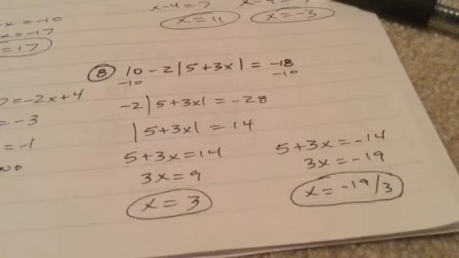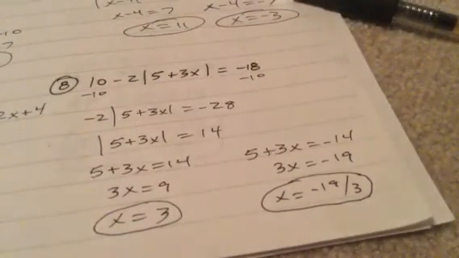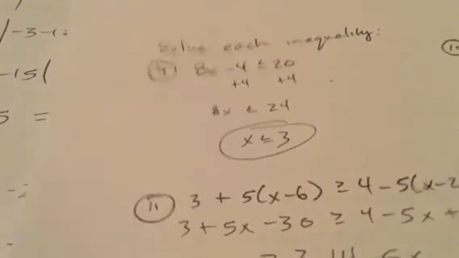You have 5 plus 3x, and the absolute value is 14. So 5 plus 3x is 14, or 5 plus 3x is negative 14. Solve both. All right, so we did those yesterday. Then we had, or again, whenever you're watching this, you should be watching this tomorrow, Thursday in class. We did those. Here's the answer for number 9. That's pretty easy. Again, add 4, divide by 8.